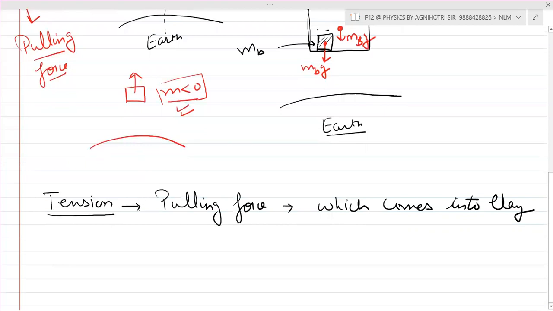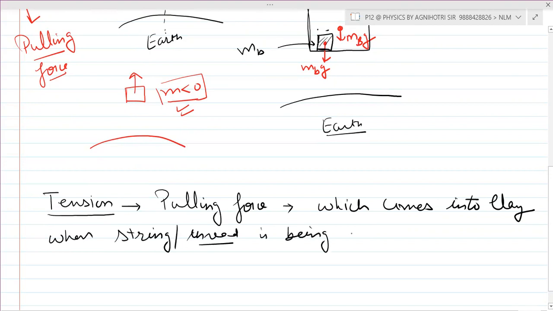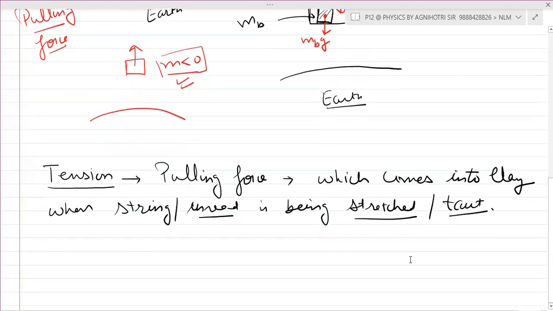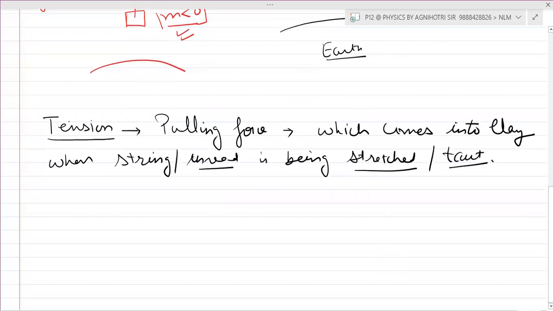It's a pulling force which comes into play when the string or the thread, you say, is being stretched. It's being stretched, or you could say taut. So it's basically a pulling force. It's a very simple concept. It's a pulling force which comes into play. Now, let me give you one example.